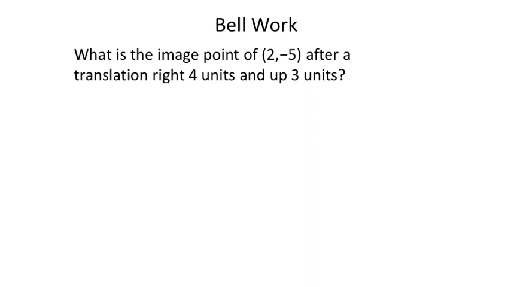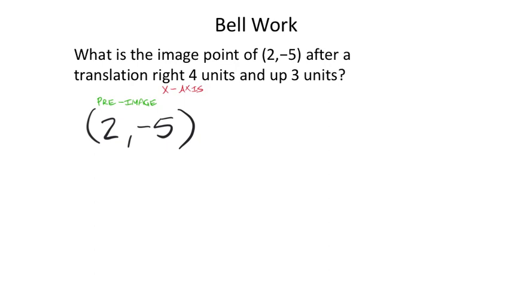So what is the image point of 2, -5 after translation right 4 units and up 3 units? Well, we know left and right is about the x-axis, which means that it's going to affect the x value in that ordered pair. So that is the preimage ordered pair, 2, -5. And right there, we just saw that it's going to go right 4 units with the x value.